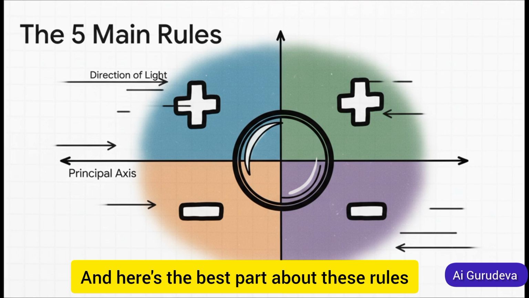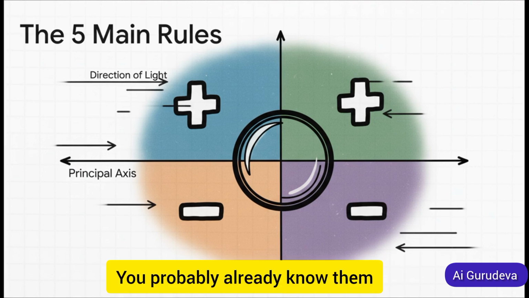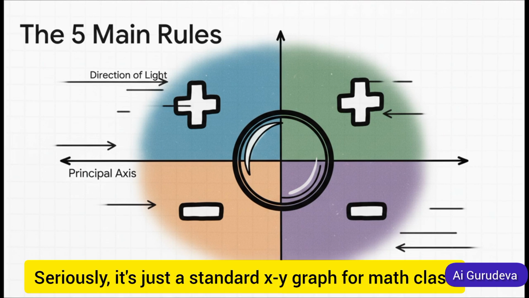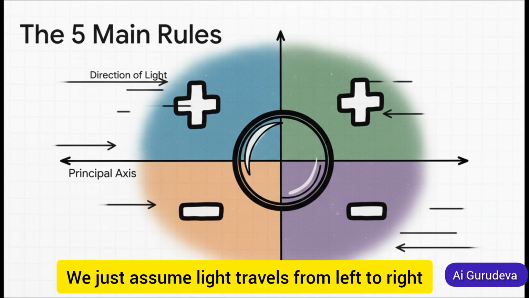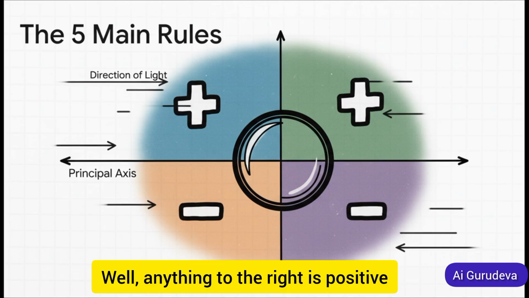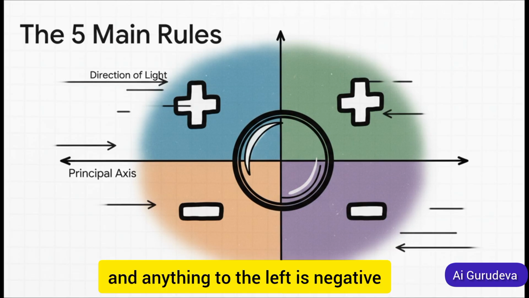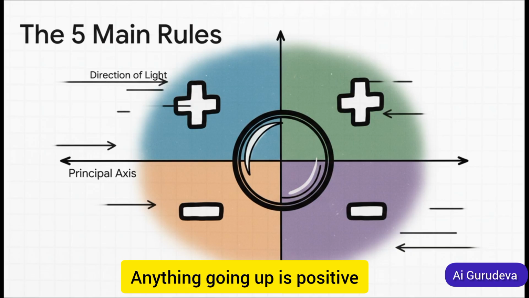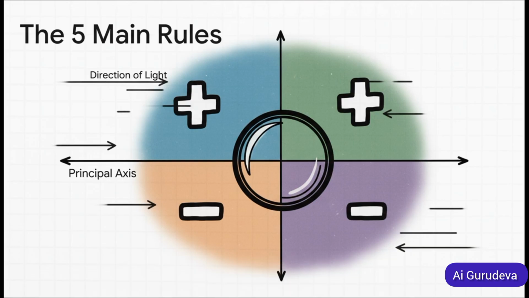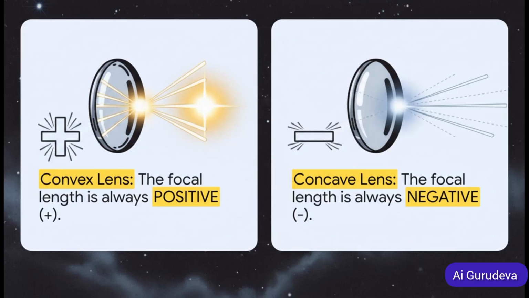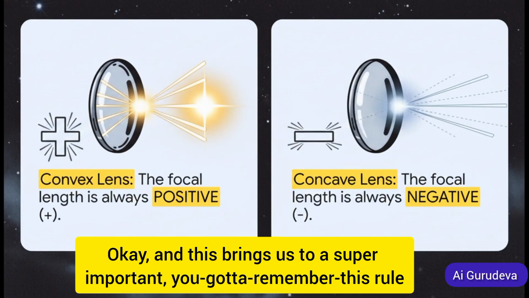And here's the best part about these rules. You probably already know them. Seriously, it's just a standard XY graph from math class. We just assume light travels from left to right. So what does that mean? Well, anything to the right is positive, and anything to the left is negative. Anything going up is positive, and anything going down is negative. See? That's it.